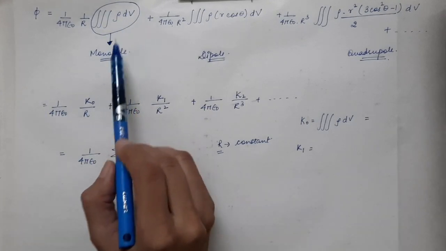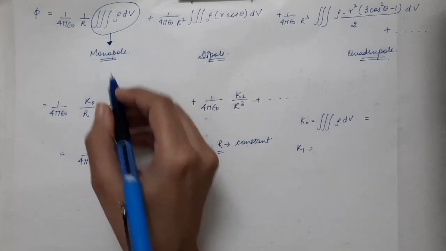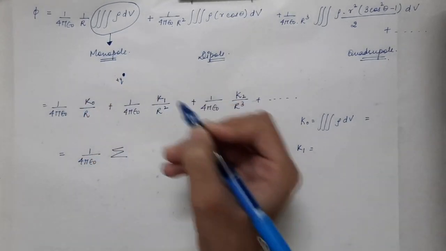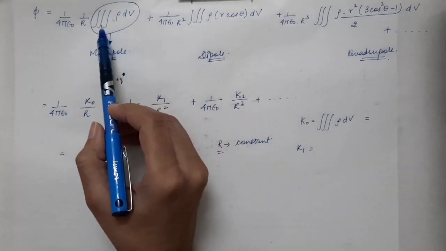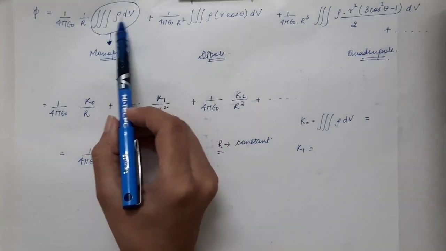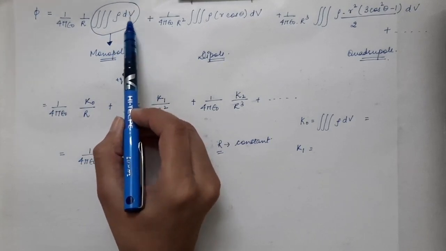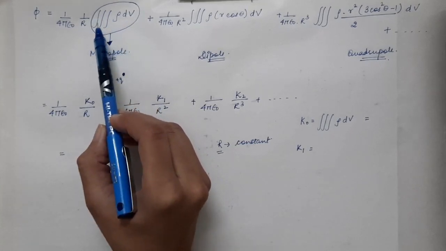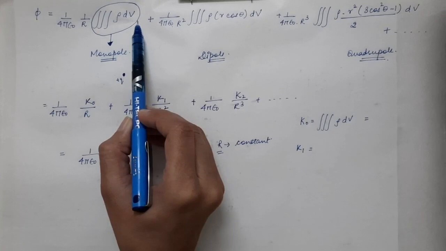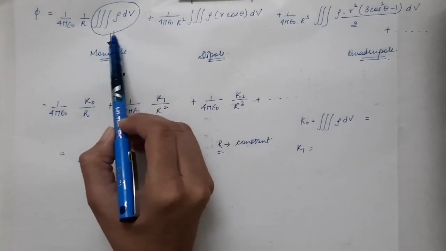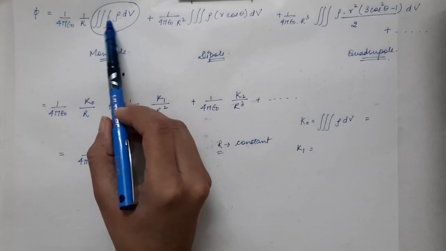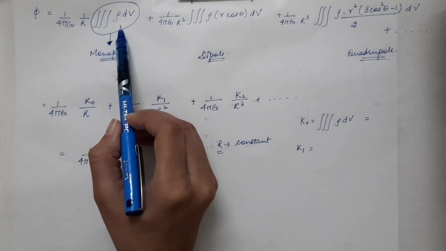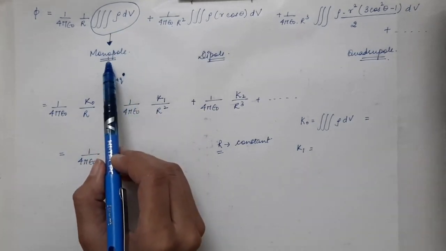We have already seen that a monopole is nothing but a point charge, a single charge kept in space. Now over here also, what is rho into dV? It is the charge carried by the small volume element, and we are doing its integration over the whole volume. So this whole integral will give us the total charge on the whole system. This total charge on the system is called the monopole.